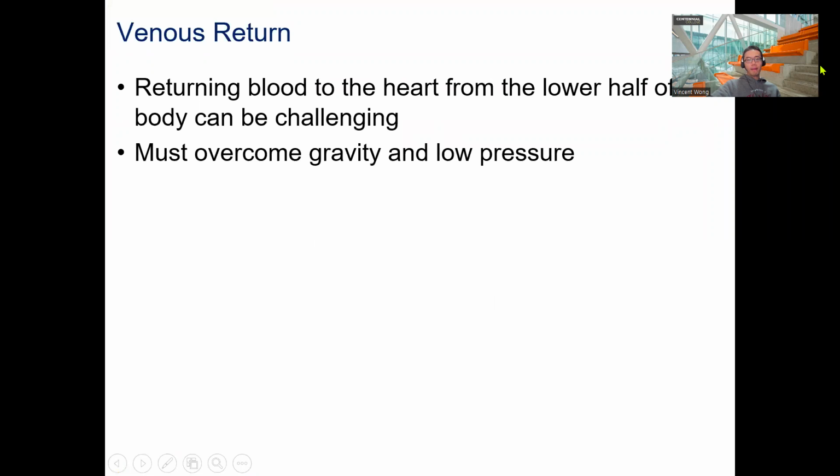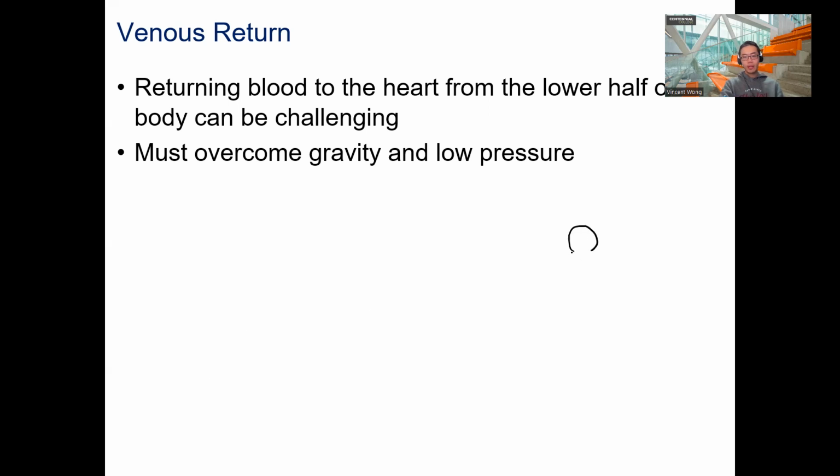All right, moving on. Next concept is venous return. Venous return is basically taking blood and returning it to the heart. That's what it means. Now it's not as simple as you might have thought, because there are two major challenges that we have to overcome when it comes to venous return.